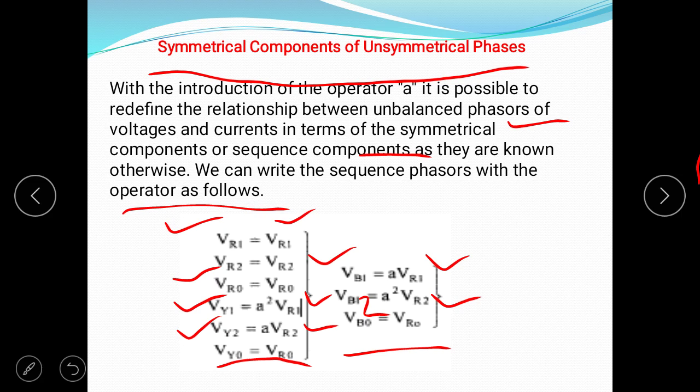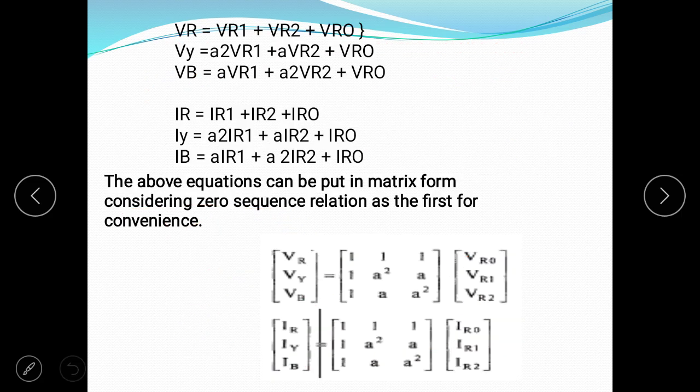So simply we can write in the form of equations. We know that VR, the phase component of phase R, is the sum of sequence components VR1 plus VR2 plus VR0. Now the phase component of phase Y, that is VY, in terms of R phase components, we can write a square VR1 plus a VR2 plus VR0, and voltage of phase B, that is VB, is equal to a VR1 plus a square VR2 plus VR0.